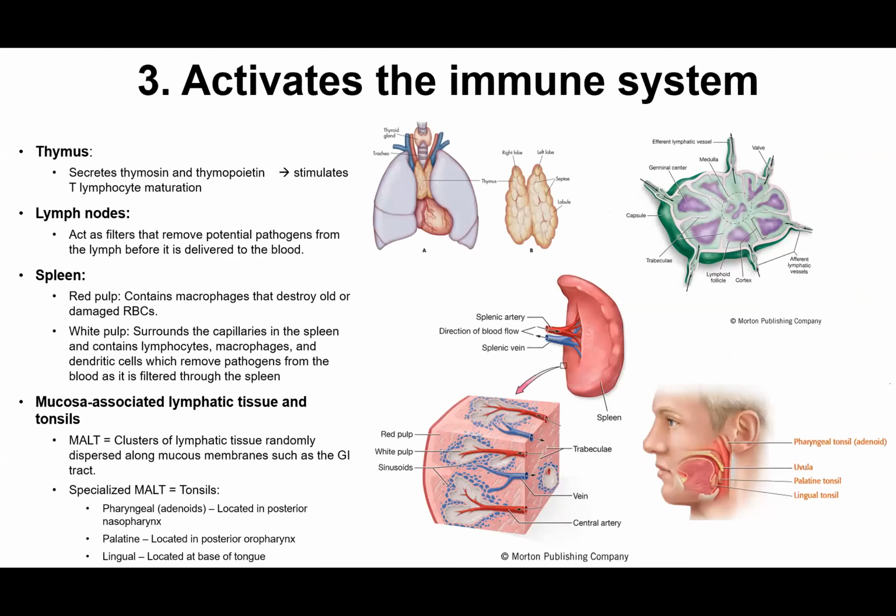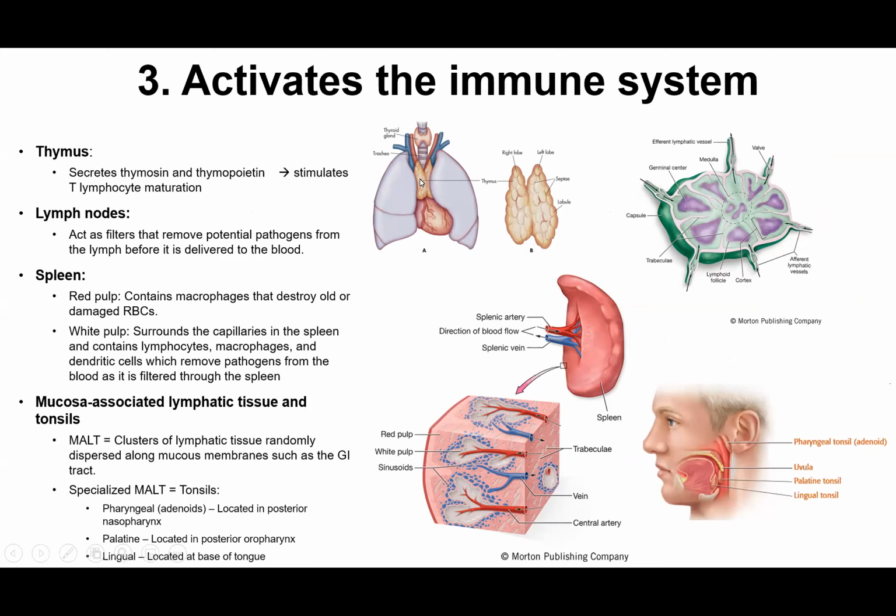So as I mentioned before, the third major function of the lymphatic system is to activate the immune system. And there's a few different structures that help us to do this. And so I'm going to go through 4 of them that I have listed here. So first and foremost is our thymus.